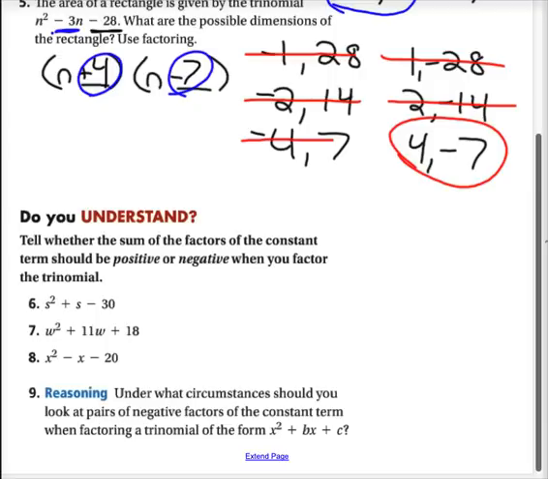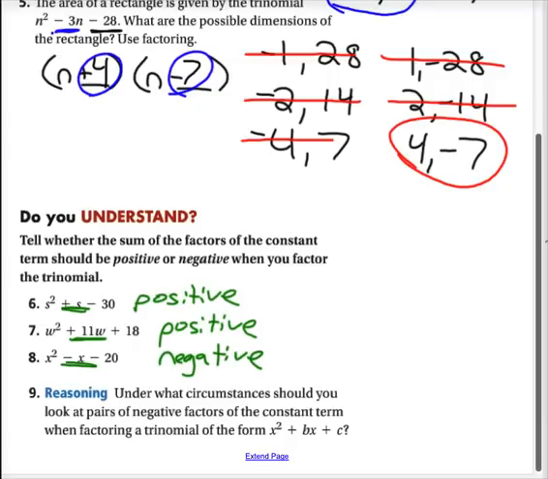So in number 6, that middle term is positive, so the sum of those factors should be positive. Number 7, the middle term is positive, so the sum of the factors will be positive. Number 8, it is negative, so the sum of those factors is going to be negative.